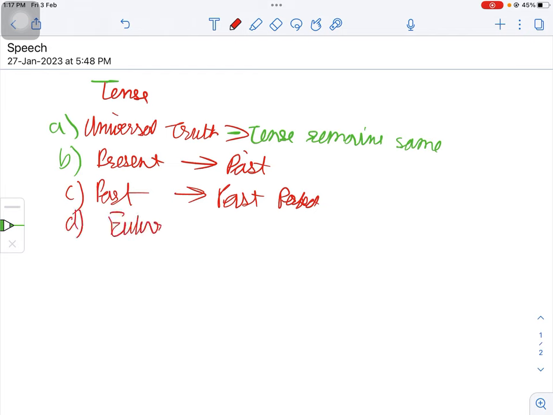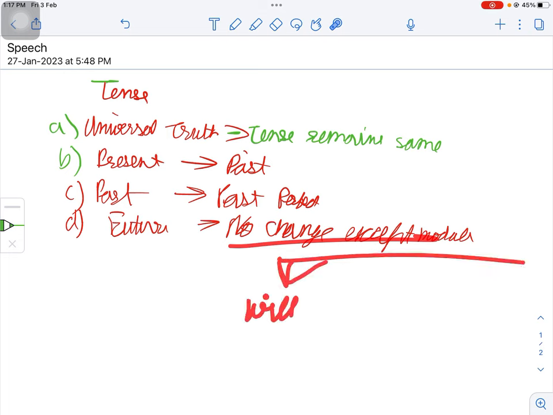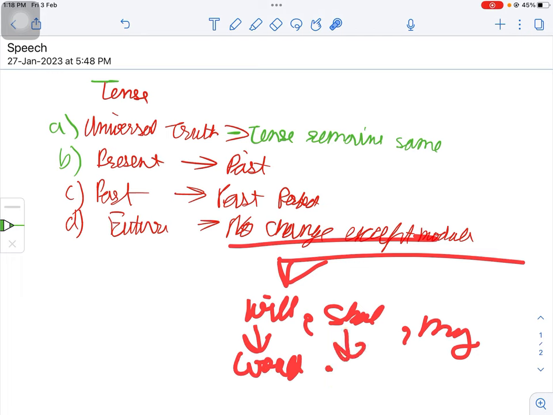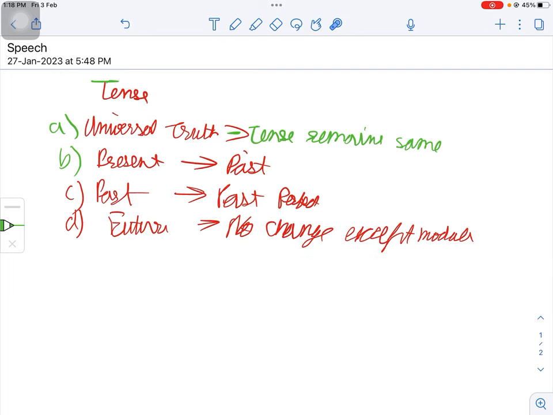And in the future, there is no change except for modal auxiliaries. What is a modal? Modals are like will, shall, may. They will change to would, should, might. You have to learn this. You can see that if it is present continuous, then it will become past continuous. If it is past continuous, then it will become past perfect continuous, and so on. So you just have to learn these four tenses.